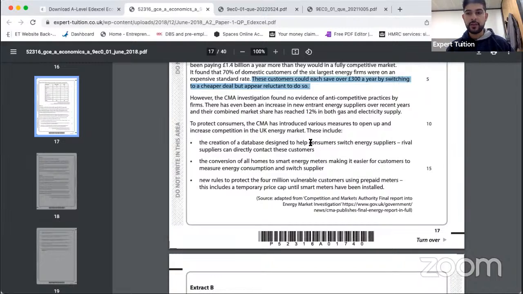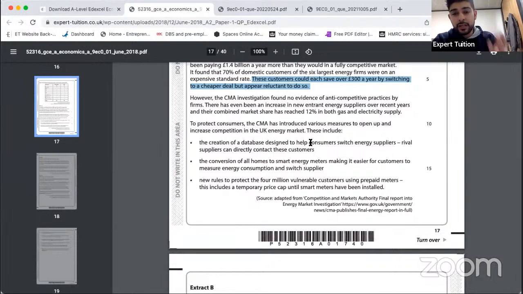Customers could each save over £300 a year by switching to a cheaper deal, but they appear reluctant to do so. People tend to exhibit habitual behavior. In particular, the type of habitual behavior that they exhibit is something called inertia. Inertia is the idea that you could save money, for example, by switching to another provider, but you just can't be bothered with the effort of doing it.